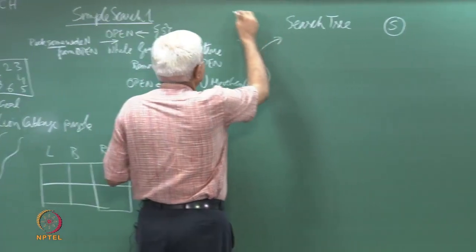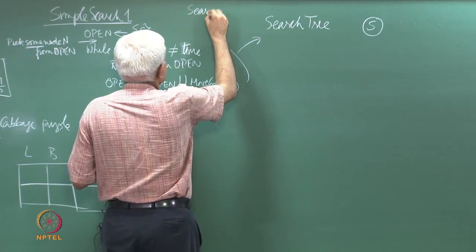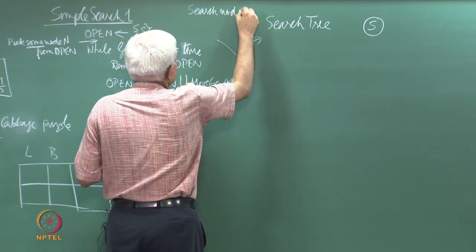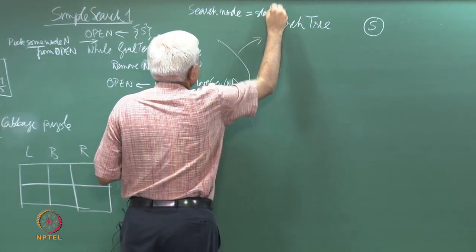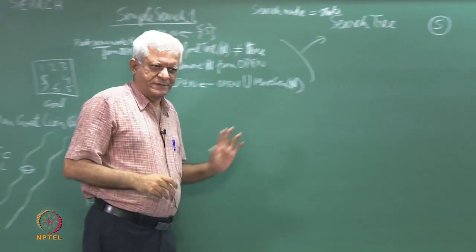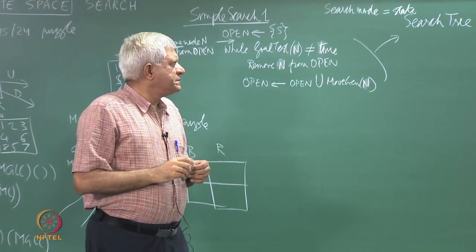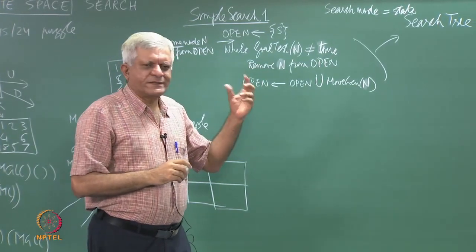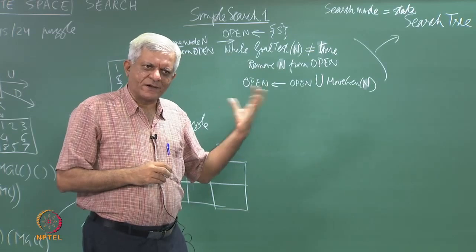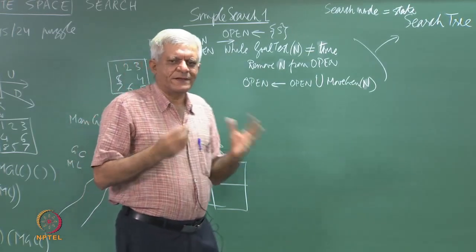So, search node is equal to state, the same representation. We will move away from this in a moment. So, the root node is the search start state or start node, and we inspect that root node.